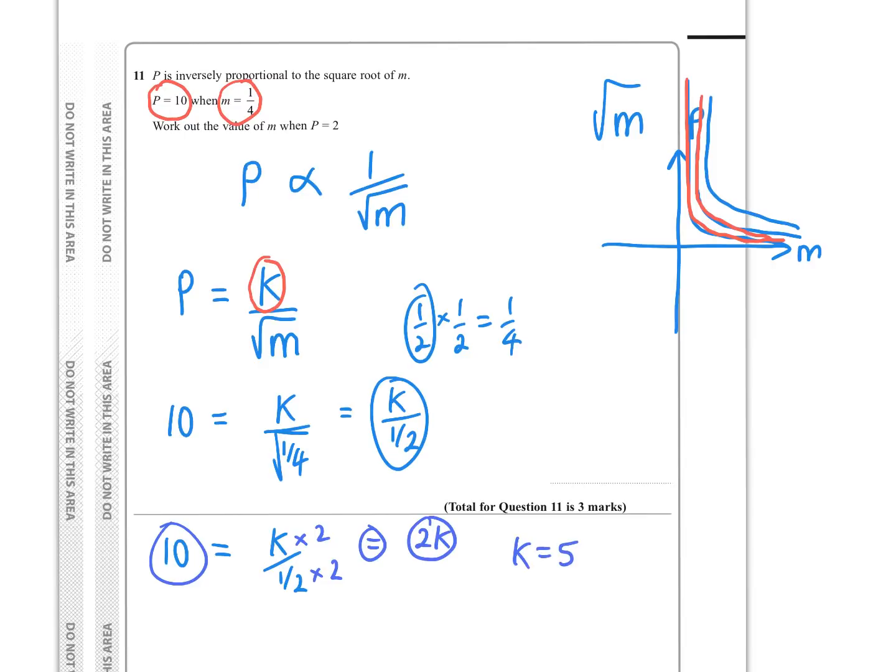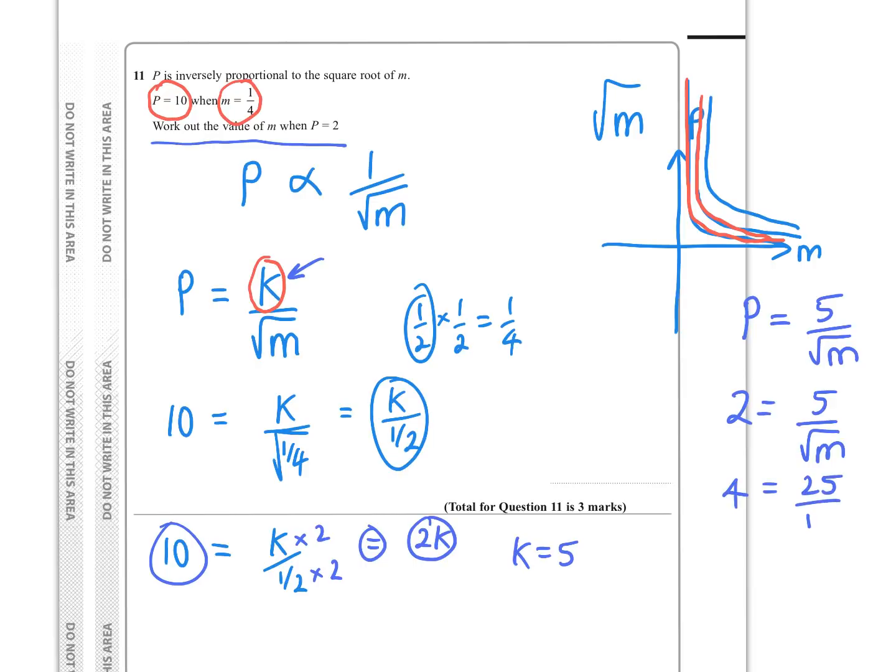So once we have the value of k, we can put it into our formula here. So p is actually 5 over the square root of m. Now, we've got to work out the value of m when p is 2. So we put p as 2 in here. What we can do is we could square both sides if we wanted. We could then times both sides by m. And then we can divide both sides by 4. So m would be 25/4. If you want to decimalize that, then that's fine. That's just 6.25.